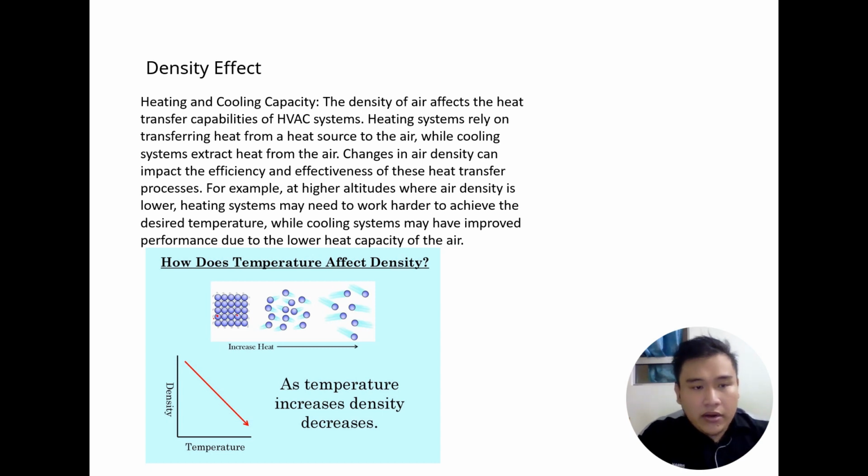And you can see from the picture diagram how temperature affects density. When you increase the heat of the object, the density of the object will become separate. This means that as the temperature increases, density will decrease. Proceed to the question on the next slide.